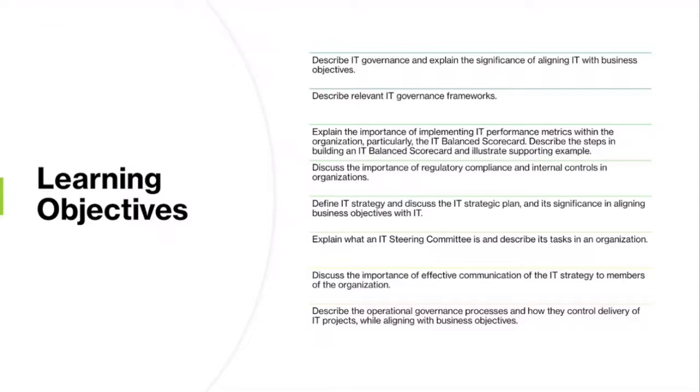Discuss the importance of regulatory compliance and internal controls in organizations. Define IT strategy and discuss the IT strategic plan and its significance in aligning business objectives with IT. Explain what an IT steering committee is and describe its tasks in an organization. Discuss the importance of effective communication of the IT strategy to members of the organization. And lastly, describe the operational governance processes and how they control delivery of IT projects while aligning with business objectives.